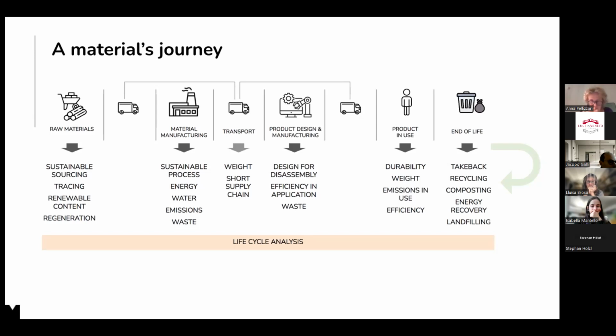Renewable content and regeneration of the place, of the environment where I took that material from. Then we have the transformation of that material, starting from the raw materials. In that case, the process clearly is one of the most important things: the energy, water, emissions, waste. Then we have transport of the material in all the phases. So clearly weight or short supply chain could also be important issues.